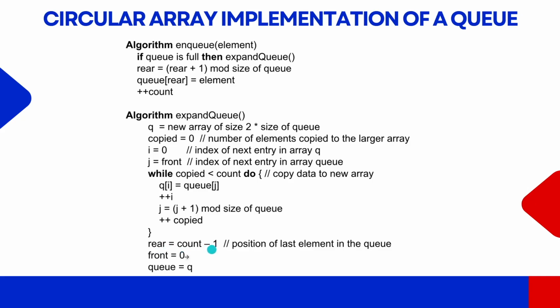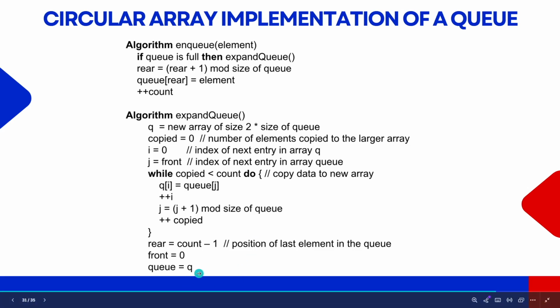And at last we have to set the value for rear. Rear should be the value of count minus 1, and front is having a value of 0. So with this algorithm, what we say is that we double the size of the array, we copy the elements starting from the first position of the array till the count of elements, and so front will have a value of 0 and rear will have a value of count minus 1, and we make the new array q the q hereafter. That is the last step which we do with this algorithm.